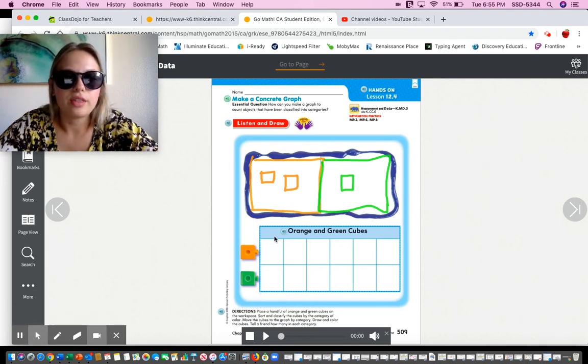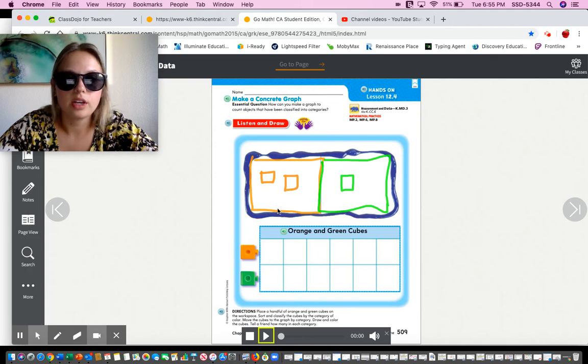Now, underneath, I see the graph. Do you see the graph? Kind of looks like the 10 frame. And the graph is titled up here at the top. It says, Orange and green cubes. So we're going to be separating or sorting our cubes by color. So orange will be on the top because this one tells me so. And green will be on the bottom because the green tells me so.